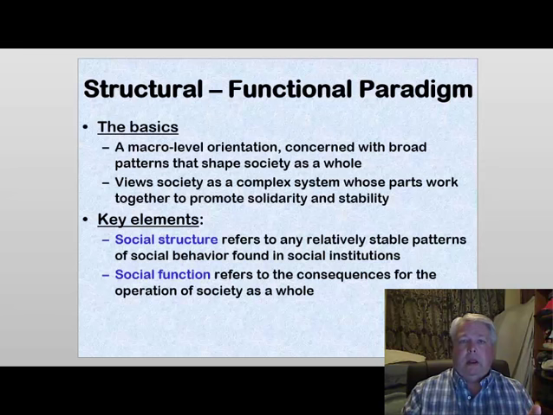It's actually a fairly simple theory. It's not all that difficult, but it has implications for how we see individuals and so on. We'll talk more about these later as we go through the semester, but I just wanted to introduce it to you. So that's structural functionalism.